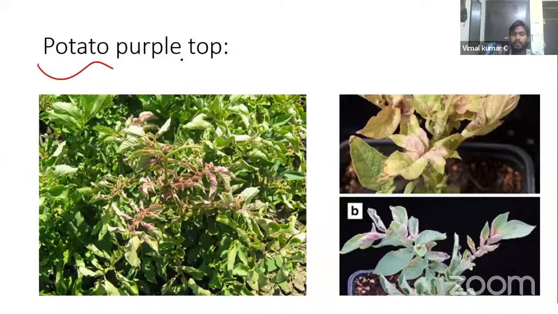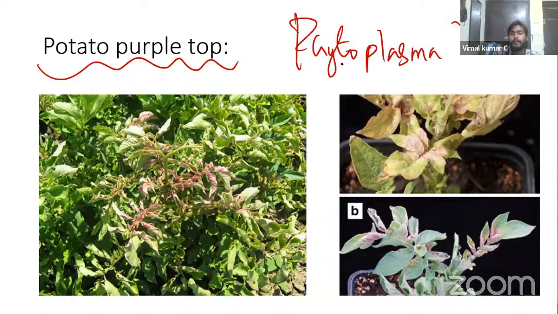Then potato purple top, which is caused by phytoplasma. As I told, in zebra chip also the purpleness of the leaves will be there, that is one of the symptoms. But here the key symptom is that the purpleness is only on the top leaves if it is infected with the phytoplasma, right? So here you can see how the purpleness of the leaf is there.